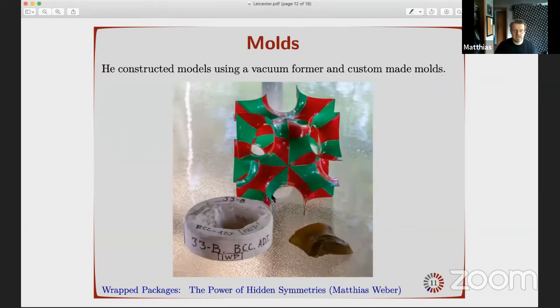So here is, for instance, what he did. Here is one of his models for the IWP surface that I showed you in the beginning. So this is an original model of his that he made at NASA. You can see it's decomposed into these little quadrilaterals. These are actually pieces that are conjugate to the Stessmann quadrilateral that he considered.